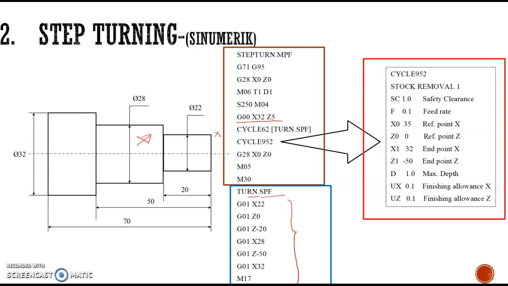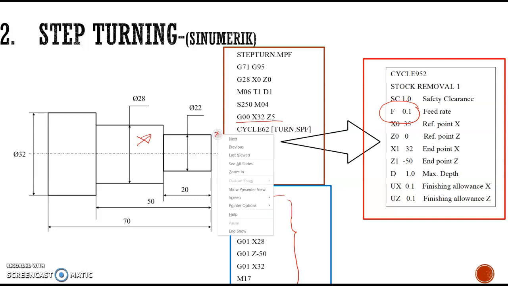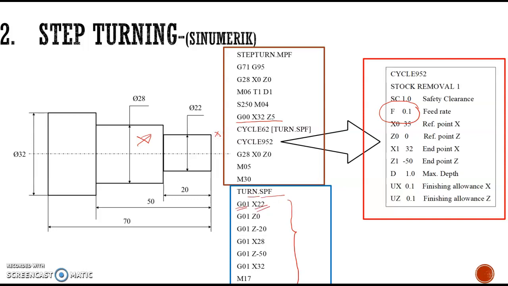So first we give the G01 command, then X22. Feed rate is not required in this program because it is already given in this stock removal cycle. X22 means the tool has to come to X22, because initially it is at the point X32 and Z5, and it has to be brought to this point, that is X22. Then Z has to be made 0, so the tool will come to this point. This is the second one.